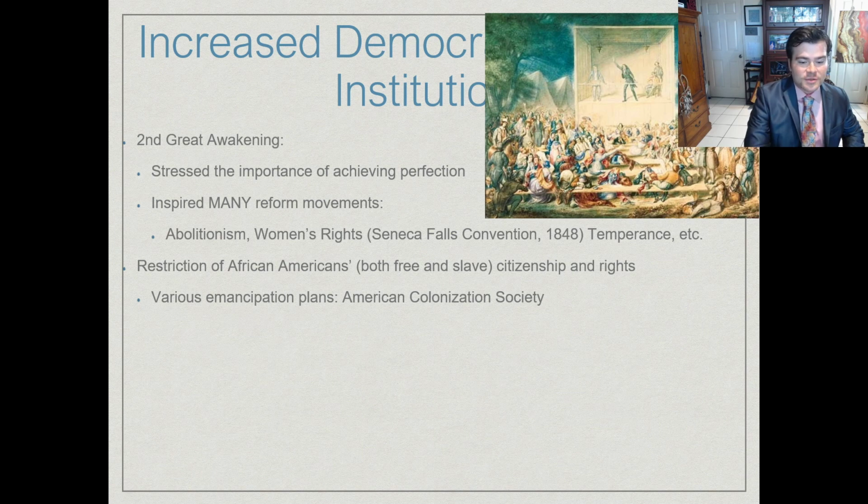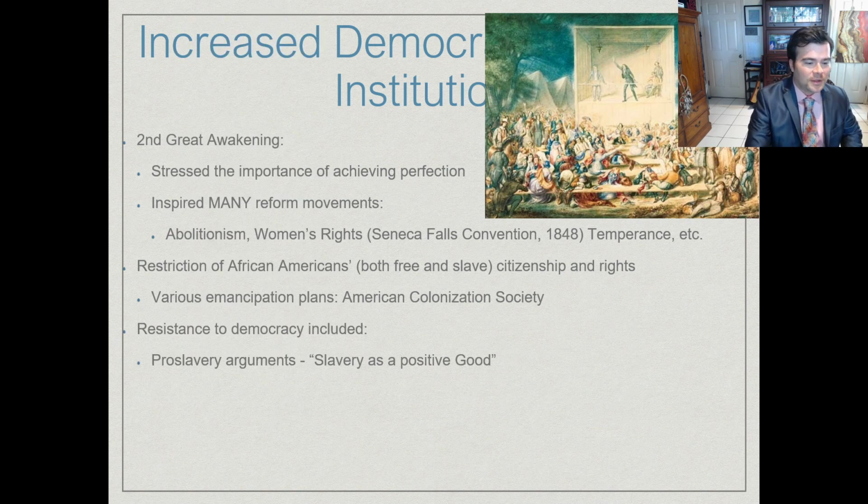All right, various emancipation plans. The American Colonization Society. Whoa, let's just send African people back to Africa. That was a horribly racist idea, but Andrew Jackson loved it, and if he likes an idea, you're going to start to question whether it's good or not. It was a horrible idea. All right.